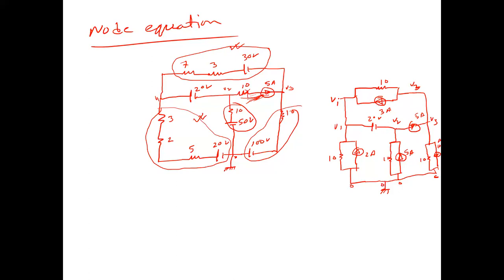So this is the V1 node. This is the V2 node. This is the V3 node, and this is the 0. So our total is 3 nodes. Okay, V1, V2, and V3, and last this is the 0.